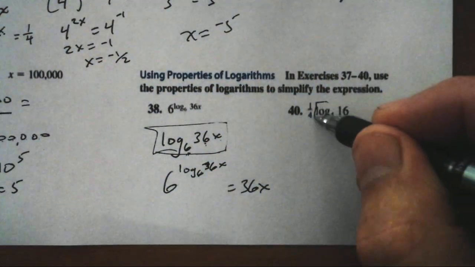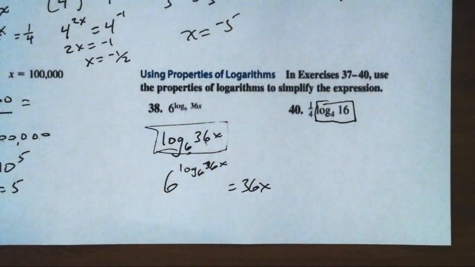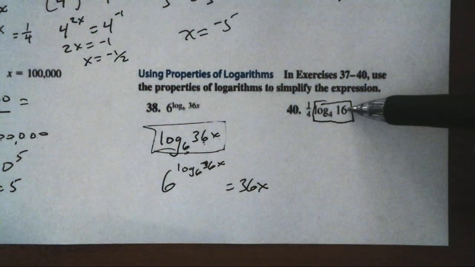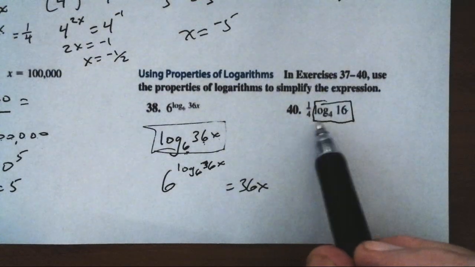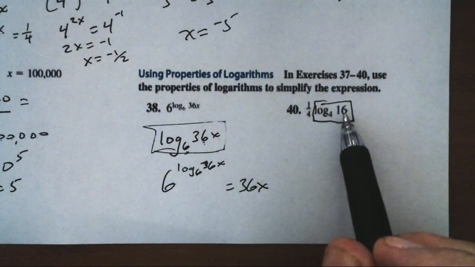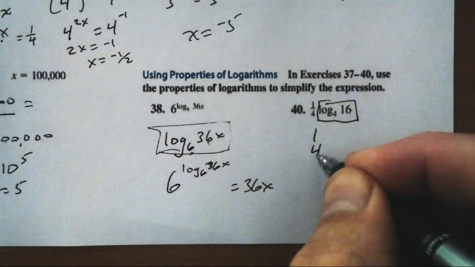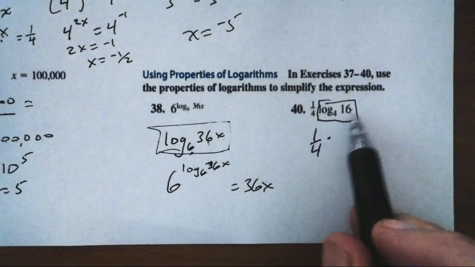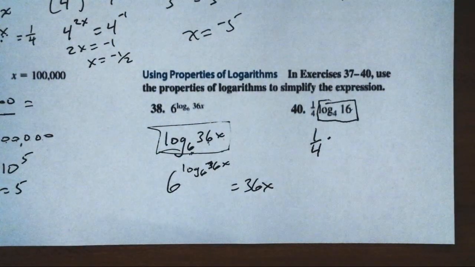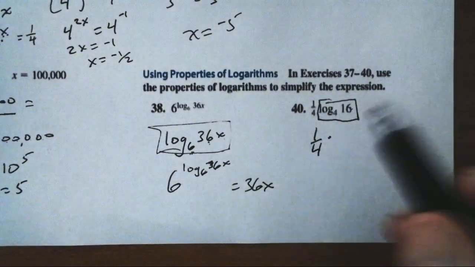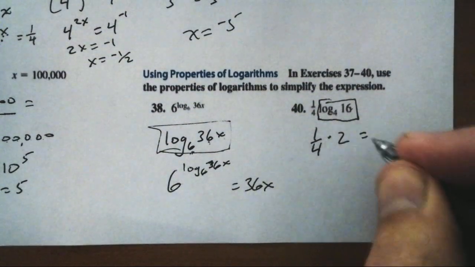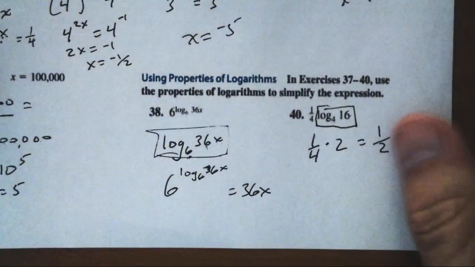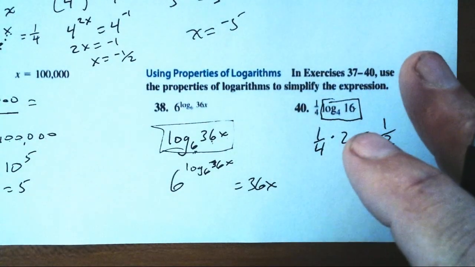Okay, let's take a look at 40. Sure, we can read this log base 4 of 16, but that's not how I'm thinking of it. I'm thinking of this as 1/4 times the exponent that turns 4 into 16. What is the exponent that turns 4 into 16? Be a lot tougher if this is what is the exponent that turns 4 into 17, but the exponent that turns 4 into 16 is 2. And we get 2/4 or 1/2.